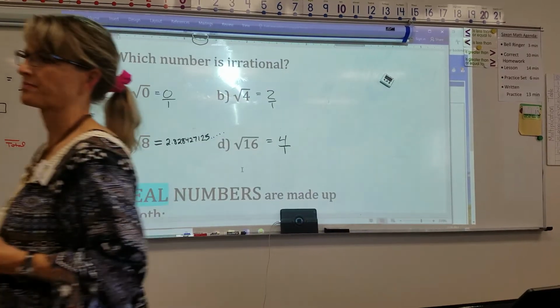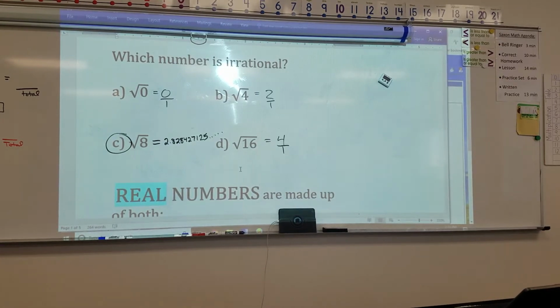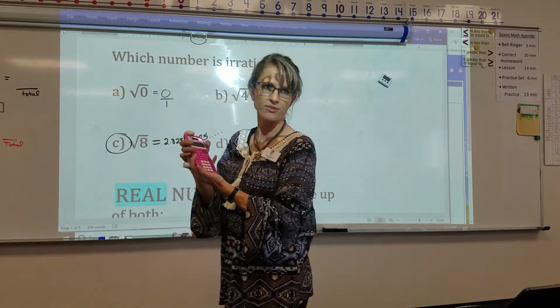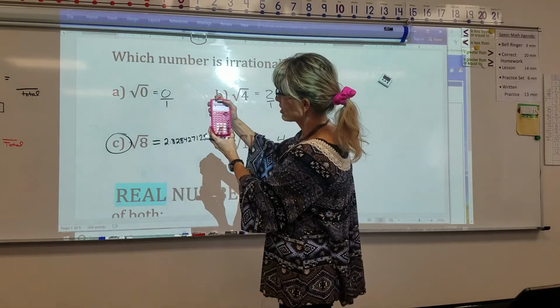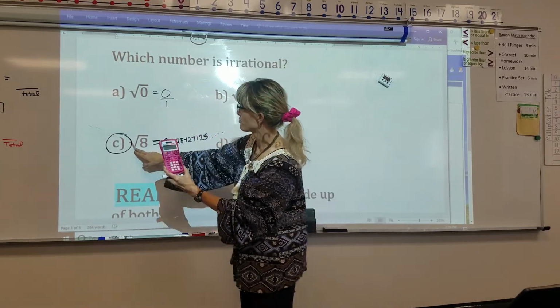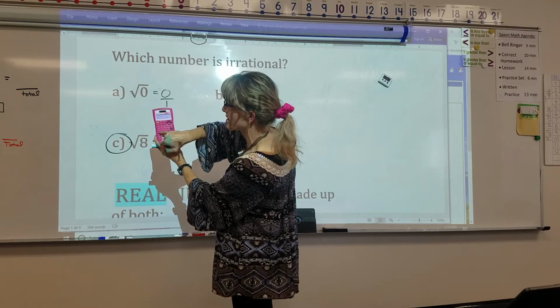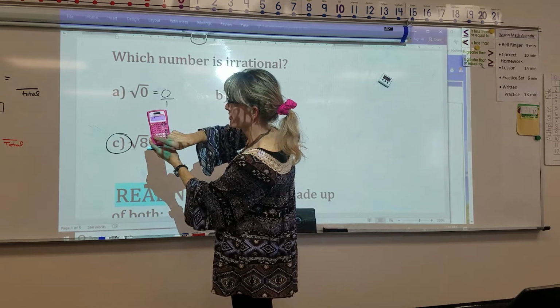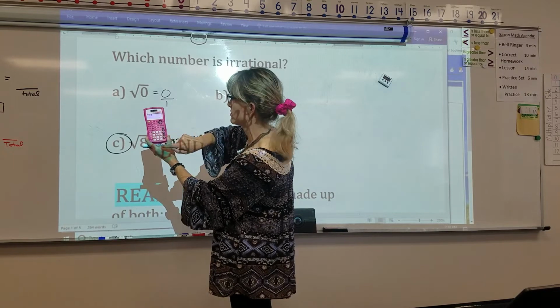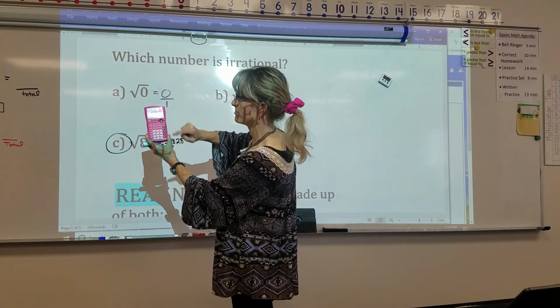The root button? Yeah. Is anyone else not sure on their calculator how to get it to work? You've got a different one, so I'm going to have to show yours. On this one, to get the root button, let's do root 8. You're going to go second, and then the radical button is right there. It's the same, but a different color. It's right behind the x squared. Type in 8, and then enter.